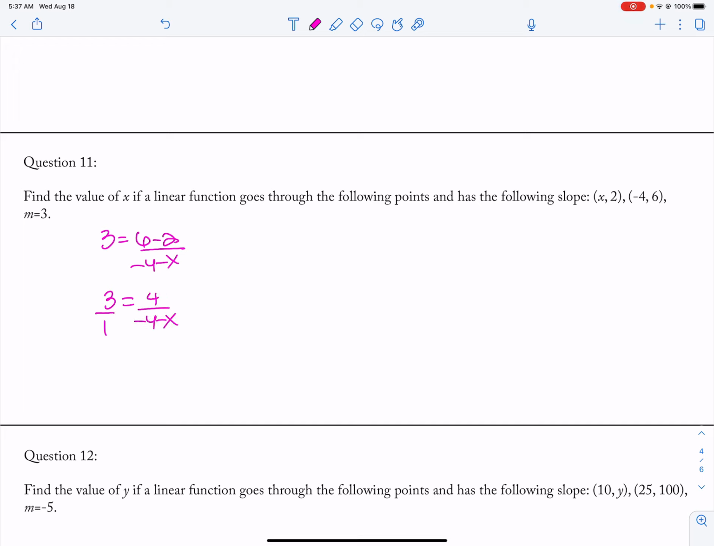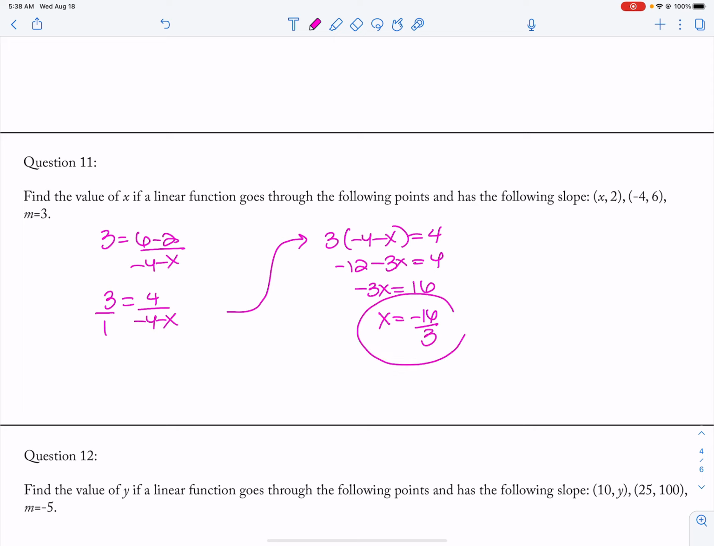I can cross multiply, so then I get 3 times negative 4 minus x is equal to 4. Then I can distribute, or I can divide. I'm going to go ahead and distribute. So negative 12 minus 3x is equal to 4. I'd like to avoid working with fractions until later, or maybe not work with them at all if I can. So this will give me 16 when I add 12 to both sides. So I get x is equal to negative 16 over 3.